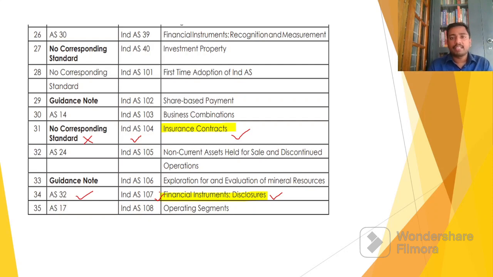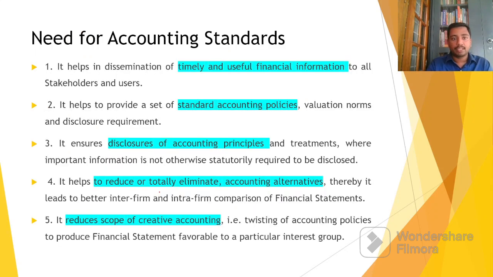Just go through all these items and find out which is the accounting standard corresponding to it. You can find here around 32 and 33 accounting standards AS, that you should generally go through. Okay, so that is all about accounting standards. Now let's see why accounting standards are required for particular standardized procedures. The need for accounting standards.